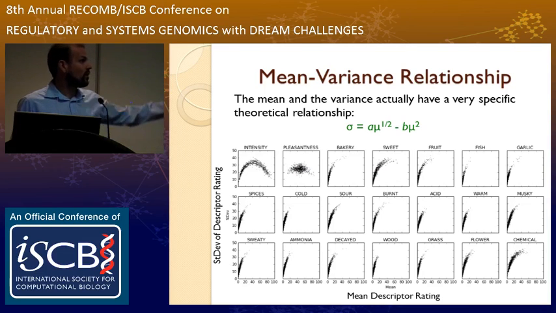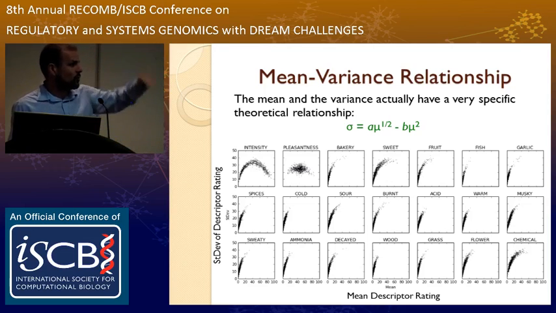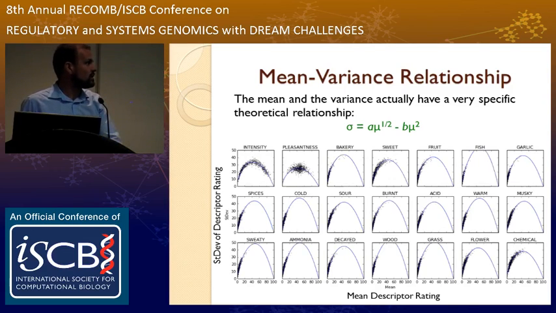And so here are the data for all 21 different perceptual descriptors. And you see intensity traces out across the full range of the mean. The others are less so, but nonetheless, if you simply fit to that equation, you get excellent fits. They're almost perfect, perfectly describing the relationship between the mean and the variance.